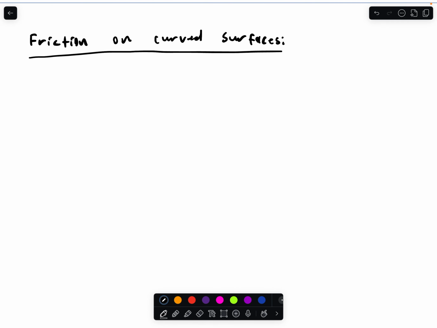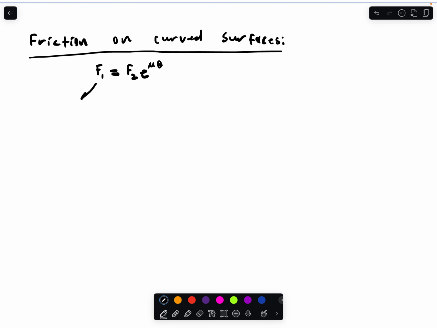In this video, I wanted to talk about friction on curved surfaces. So things like a belt and a pulley, that sort of problem is what would be classified as a curved surface. So in the PE handbook, there's a formula, which is F1 equals F2 times e to the mu theta.